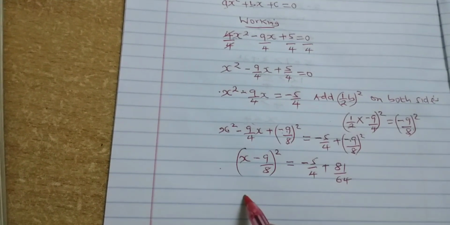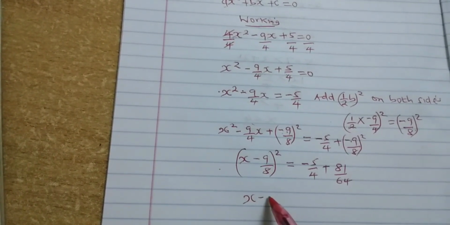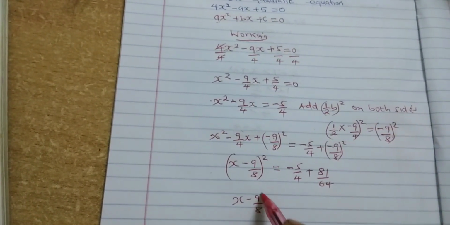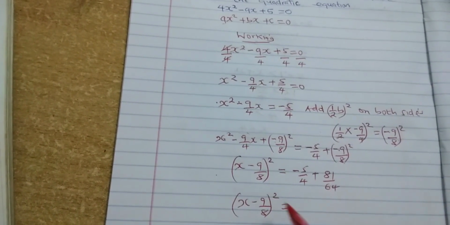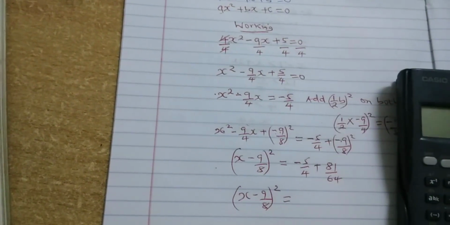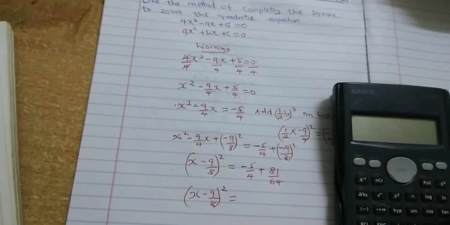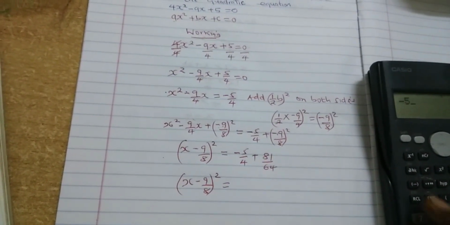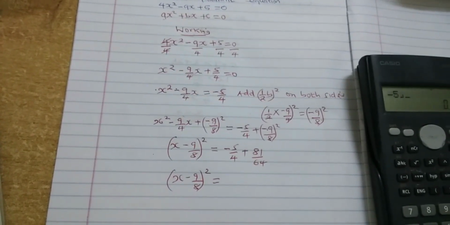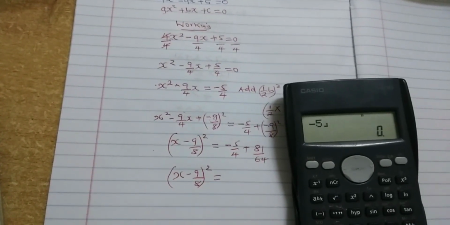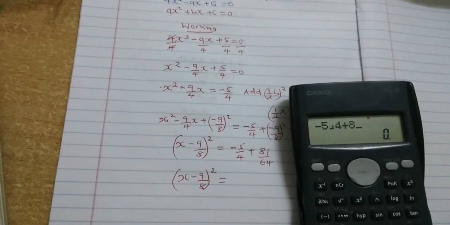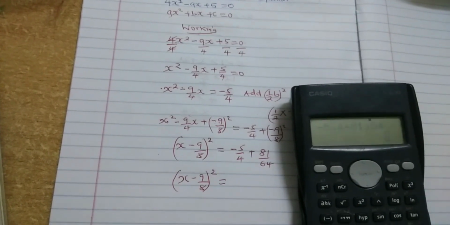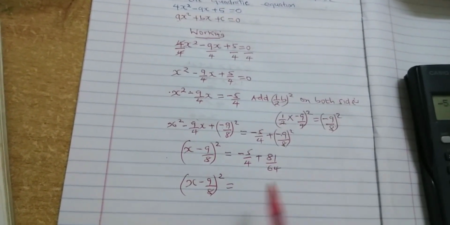So if you take now this side, we are going to have x minus 9 over 8 squared, and this one is going to be equal to, if you take your calculator, then you try to add negative 5 divided by 4 plus 81 divided by 64. It is going to give us 1 over 64.